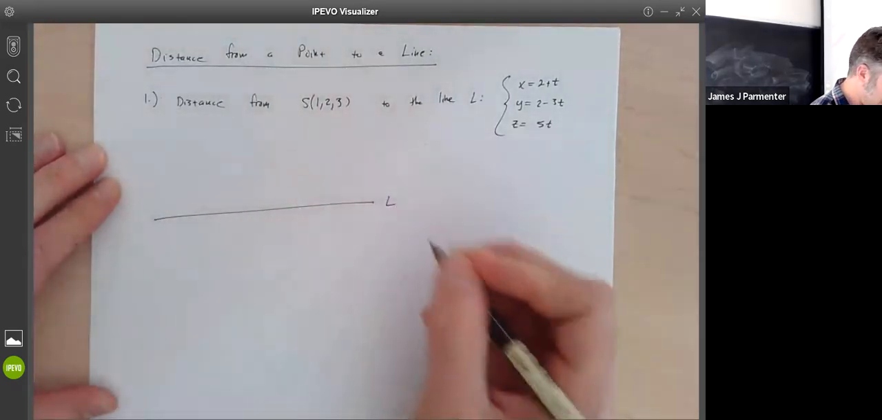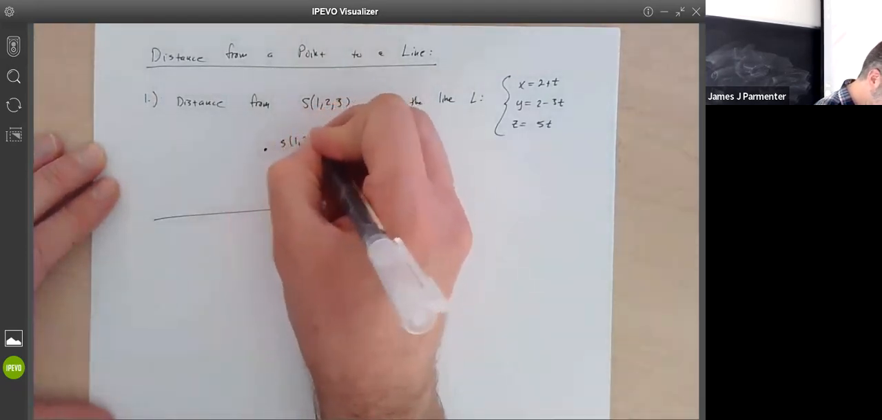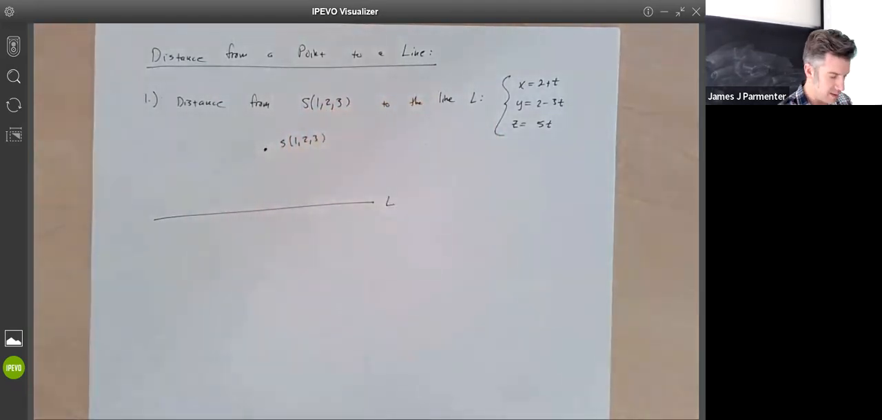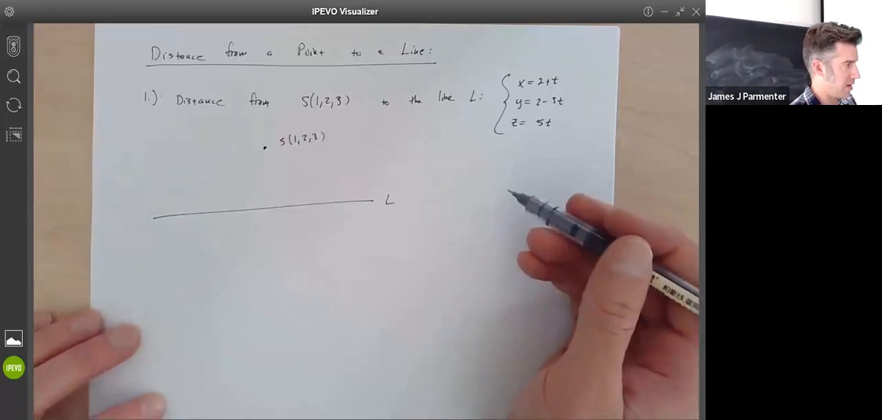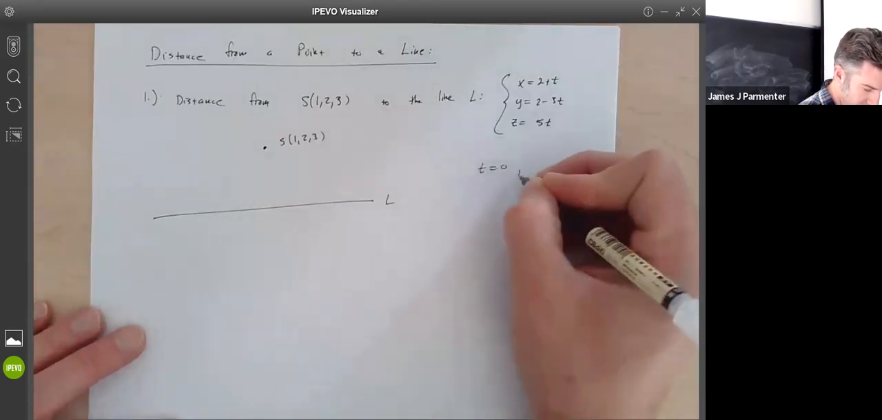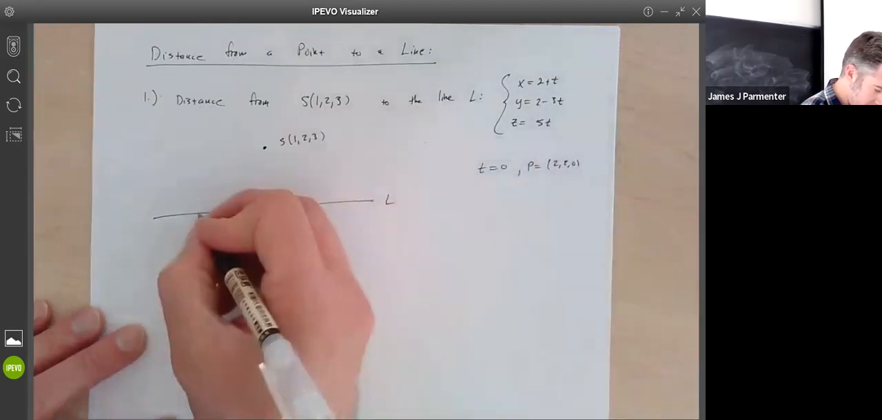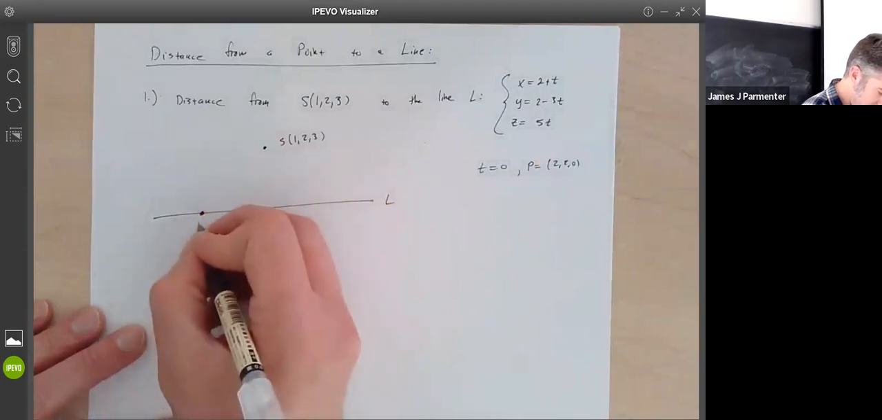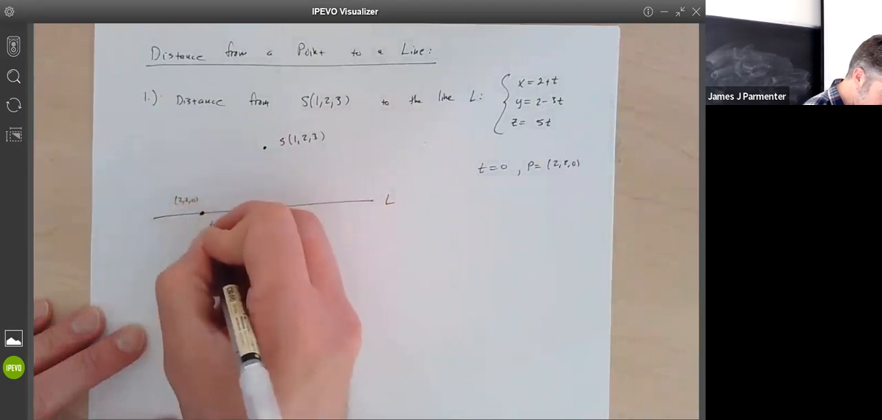So here's our line, and here's our point that is not on it. What we're going to do is find some points that are on the line, at least one. Picking the lowest hanging fruit, I'm going to pick the point where t is equal to 0. So let t equal 0, and the point we get is (2, 2, 0). So there is my point P, (2, 2, 0), when t is equal to 0.